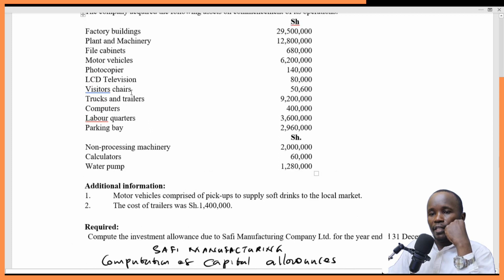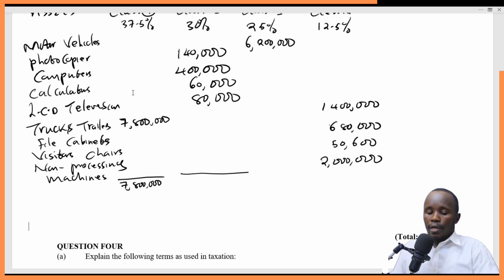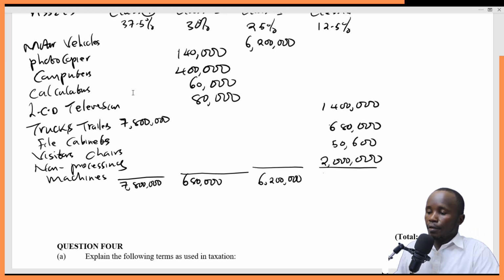So let's get the totals. What is the total here? Here we have 7,800,000, which remains the same. Here we have 140,000 plus 400,000 plus 60,000 plus 80,000. This gives you 680,000. Here we have 6.2 million. And in this class, we have 1,400,000 plus 680,000 plus 50,600 plus 2 million. This gives me 4,130,600.